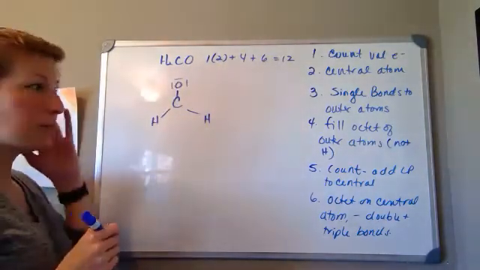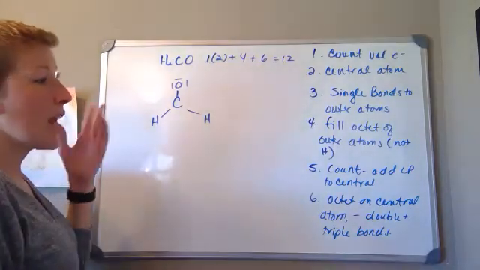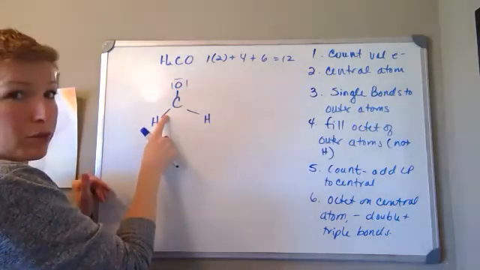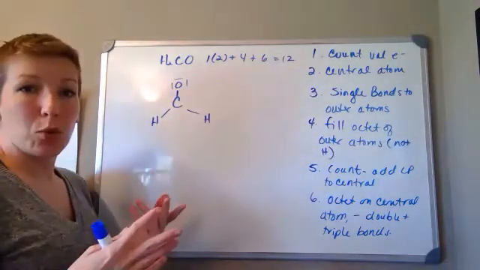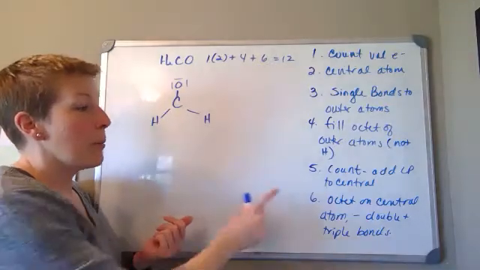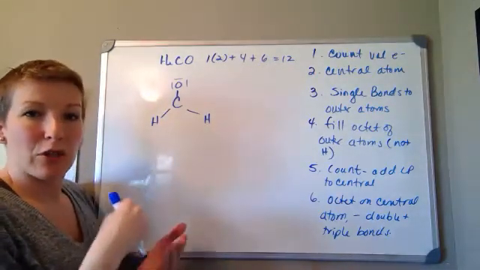Now that's filled. I'm going to go ahead and count my electrons that I have. So 2, 4, 6, 8, 10, 12, right? I'm just counting lines as 2. So I have all 12 electrons. Awesome. I don't need to add the lone pair to the central atom. But my final rule is to have an octet on your central atom.